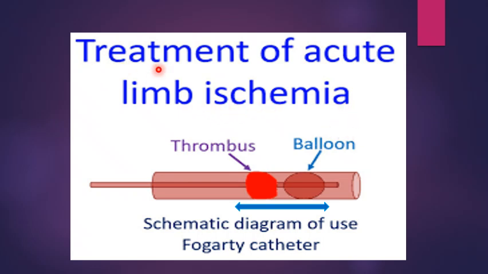Now, what is this Fogarty treatment which I was telling you? Schematic diagrams, the use of Fogarty catheter. This Fogarty catheter, I'll show you in a short while, is a catheter with a balloon at the tip here. So what you do is, you push the catheter through this thrombus to go past the thrombus. And then you blow up the balloon and then you pull back and you pull the thrombus out. Okay, this is your thrombus, this is the balloon and this is the catheter, and you inflate the balloon and pull out the thrombus. So this is the treatment of acute limb ischemia using a Fogarty catheter.